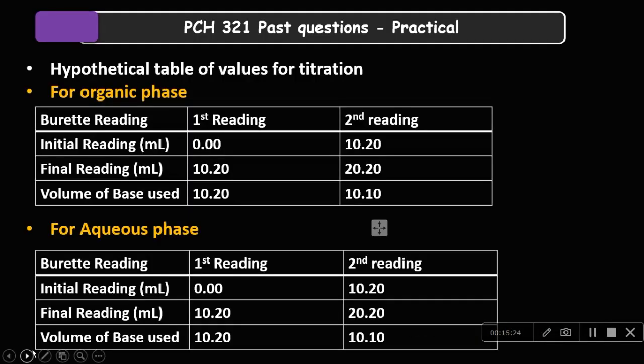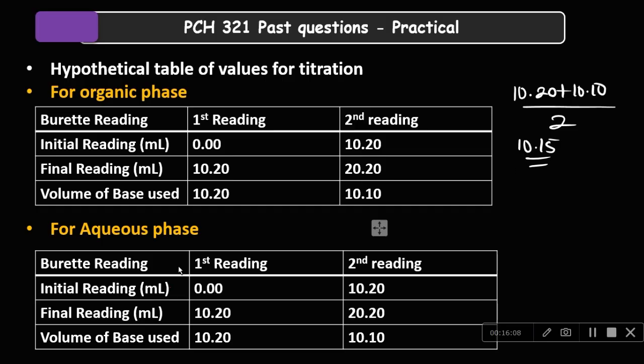This is a hypothetical table of values for the titration. That means hypothetical. After you titrate, this is what you got. Now let's say this is for the organic phase. The first one is for the organic phase. Volume of base used, that means volume of sodium hydroxide used, is 10.20 and 10.10. So you are going to say 10.20 plus 10.10 divided by 2, which is 10.15. So for the organic phase, the amount used is 10.15.